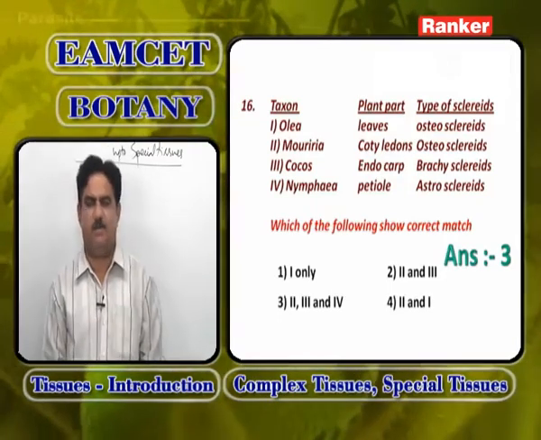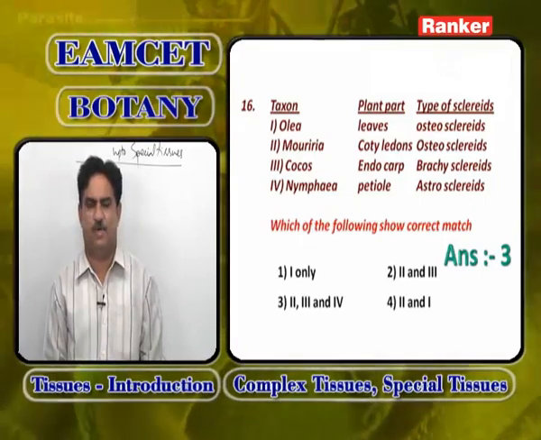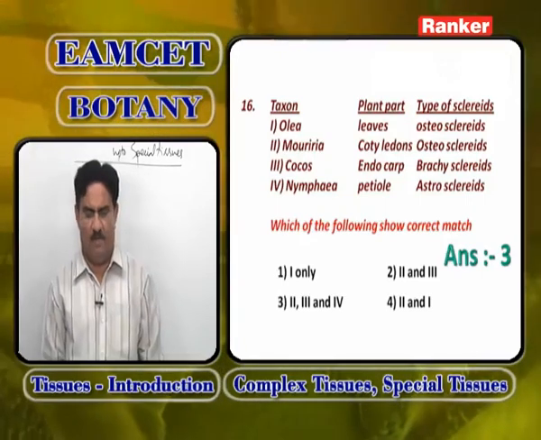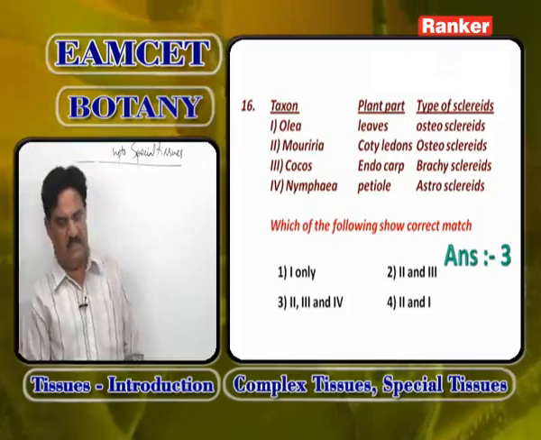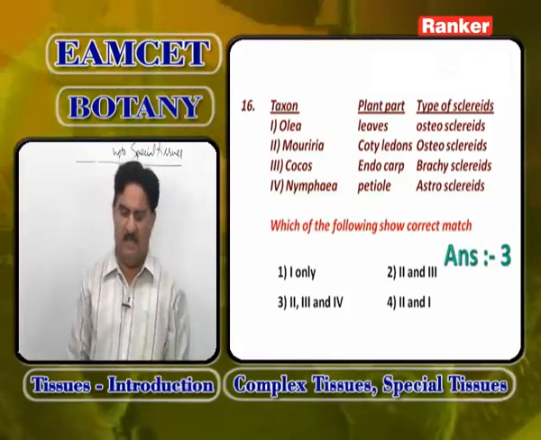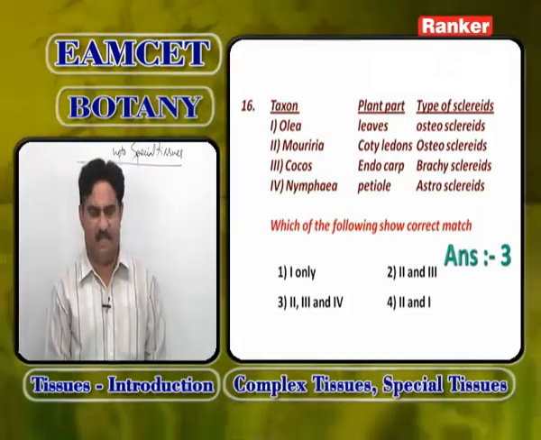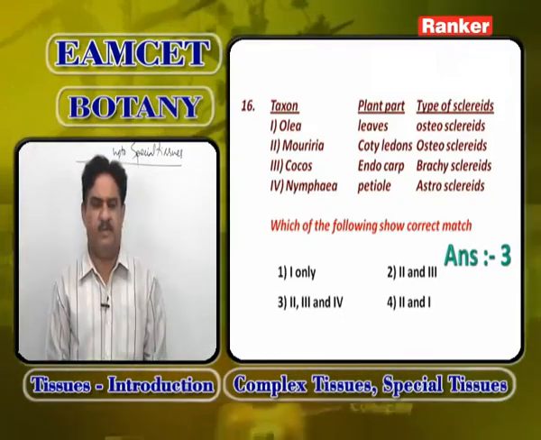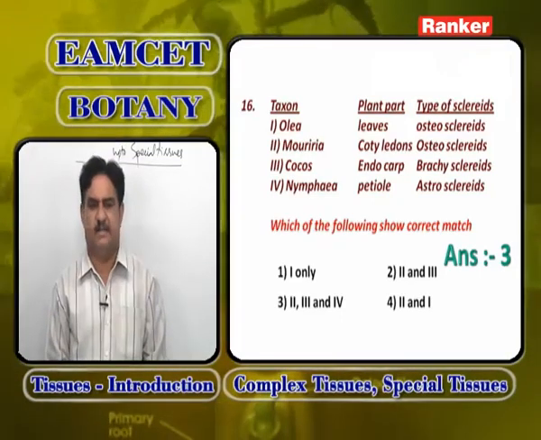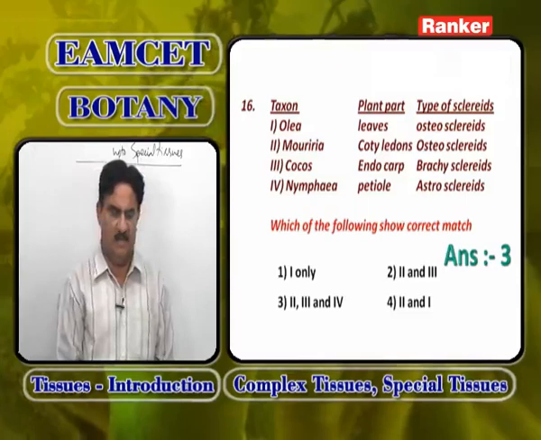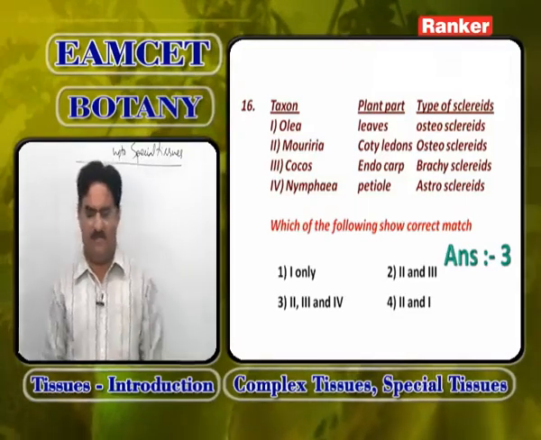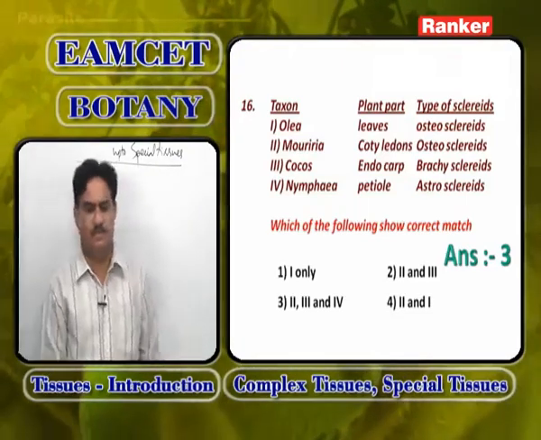So, Mauritia, cotyledons, osteosclerids, bone-like sclerids is correct. Coccus, endocarp, brachysclerids is correct. Nymphaea, petiole, astrosclerids, star-shaped sclerids is correct. So, which of the following show correct match means 2, 3, 4.